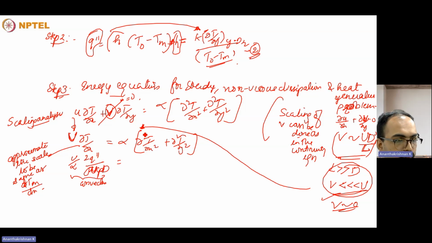And how can we do ∂Tm/∂x? ∂Tm/∂x could be the same as ∂T/∂x, which will be of the same order as this one, and x you have to write separately. So that can be 1 by x, and that can be scaled as 2Q'' divided by ρUCpD. And ∂²T/∂y², we do not have a scaling equation, and that can be corresponded to this one.